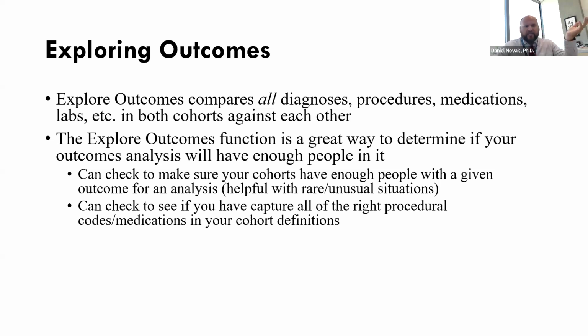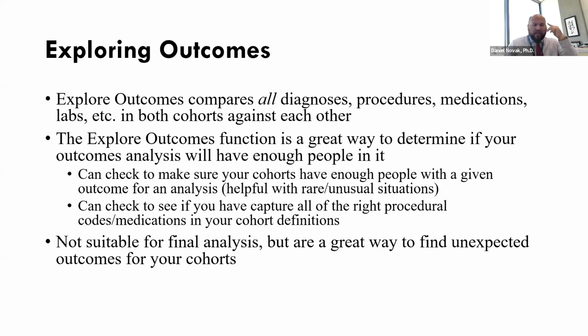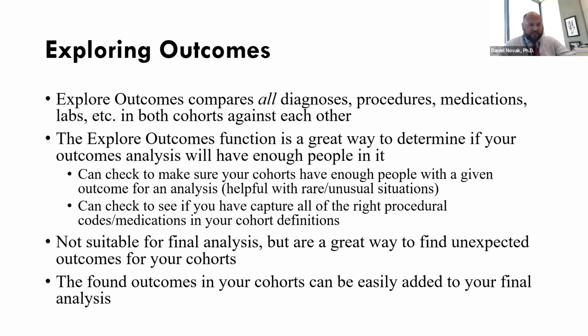You might find, by comparing both cohorts along all lines, that you're missing a potential set of CPT codes or ICD-10 codes that could add a lot of people to your study and give you greater statistical power in the particular research question you're looking at. But I want to be mindful that this is not suitable for your final analysis. It's a great way to find unexpected outcomes. The outcomes in your cohort can then be easily added to your final analysis. I'll show you how to do that in just a sec.